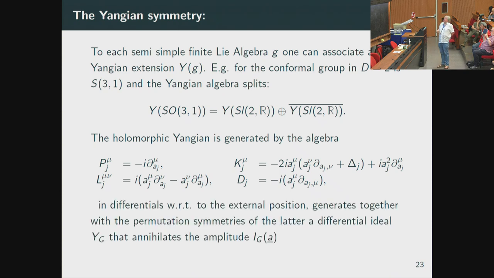And it turns out that, of course, these are operators which act on these external vertices, and they somehow act on the amplitudes, and if the amplitude is invariant under this Yangian symmetry, they have to annihilate this amplitude. And you have to take, in addition, into account the permutation symmetries of the graph, so you get actually what we call the Yangian of the graph, and this annihilates the amplitude.